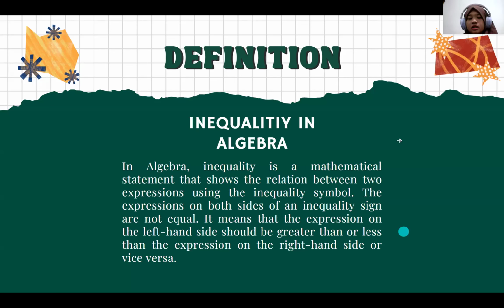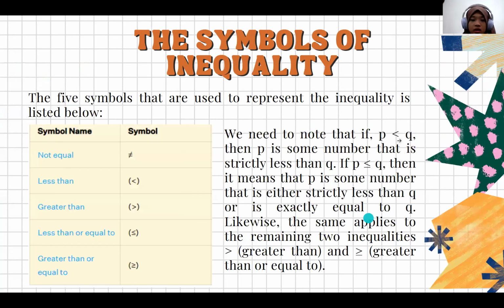These are the symbols of inequality. There are five symbols. The first is not equal. The second one is less than. The third one is greater than, the fourth one is less than or equal to, and the last one is greater than or equal to.